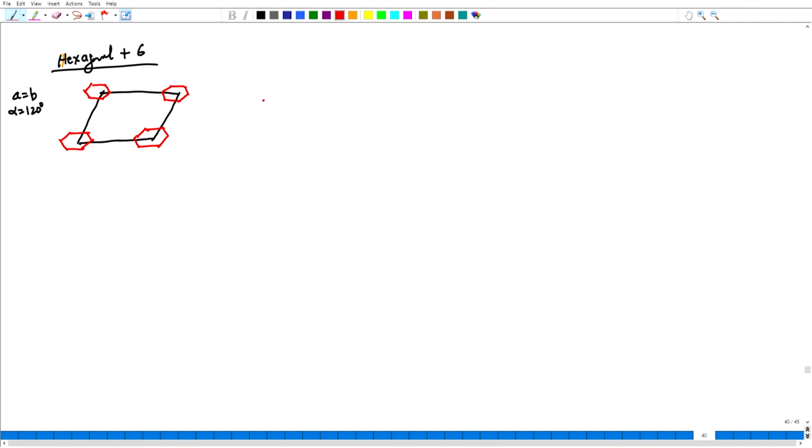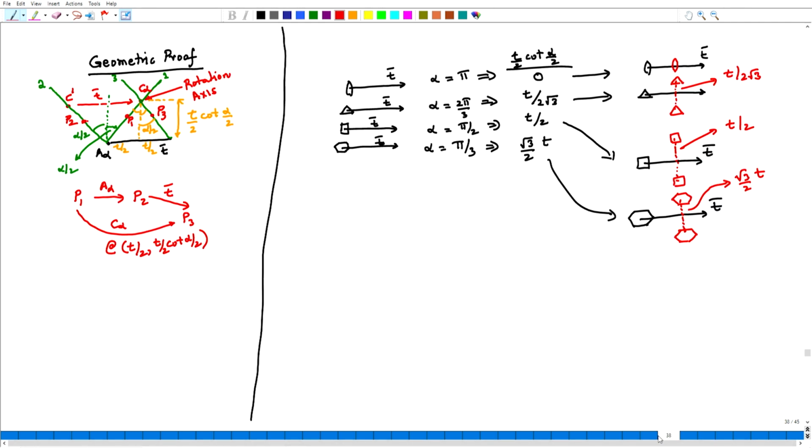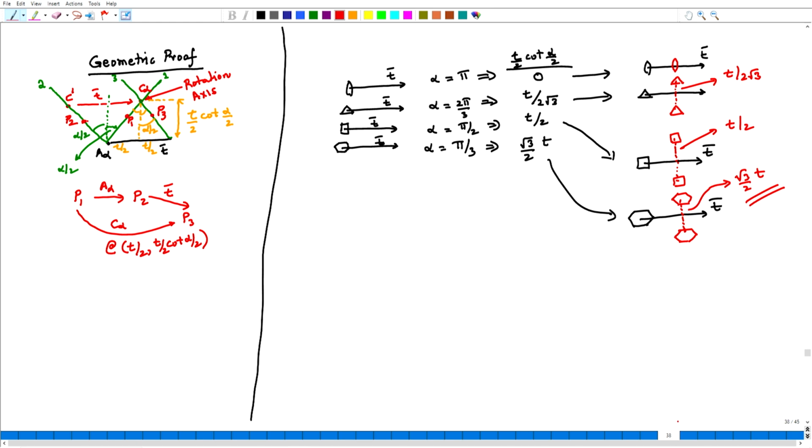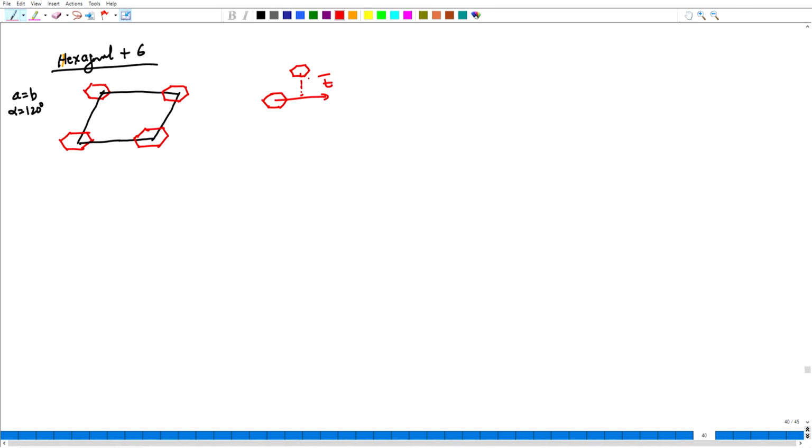Now, I add a translation vector to it first, and let us see what happens. For a 60-degree rotation followed by a translation, we have the result of root 3 by 2 times t. So, this gives me another six-fold out here. So, that was root 3 upon 2 t. So, this is at root 3 upon 2 times t.